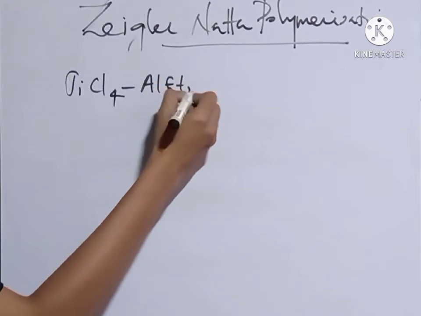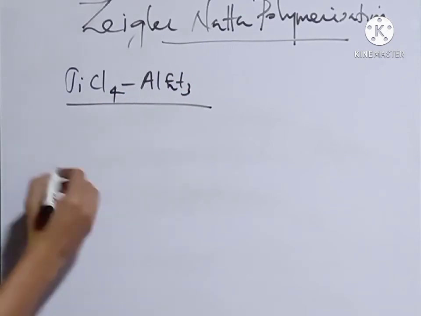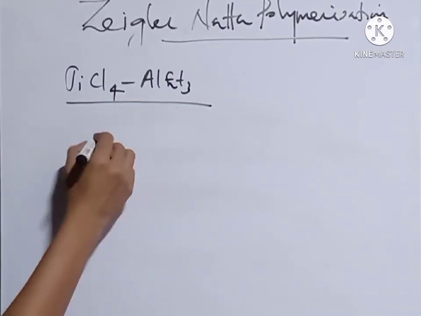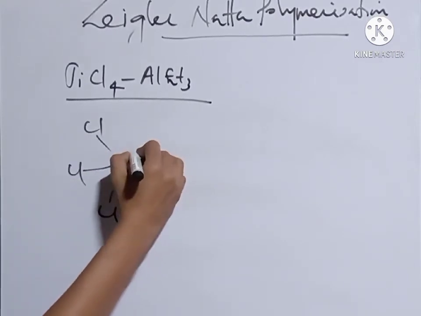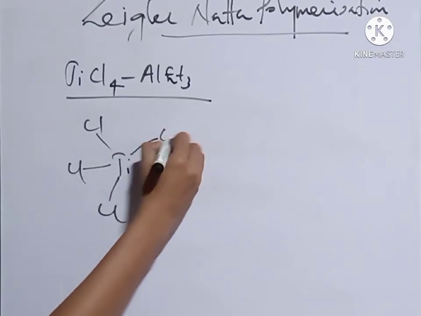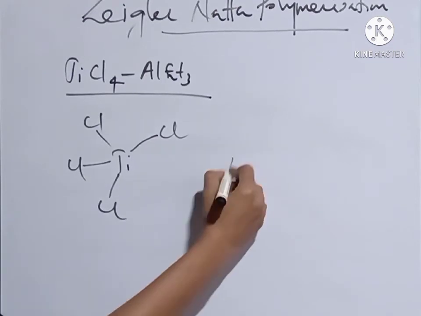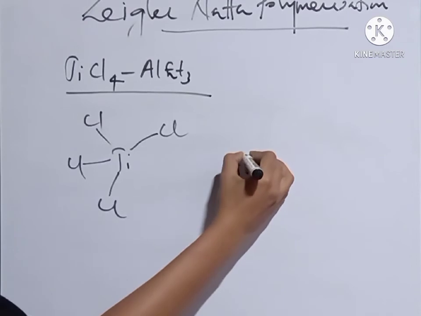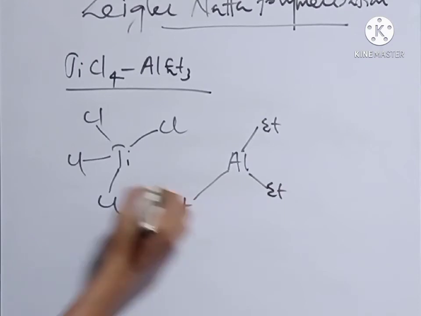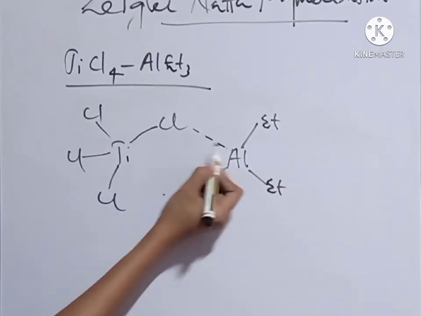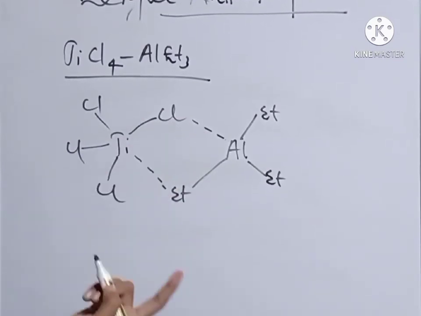for example, TiCl4 AlEt thrice, the structure will be like this: titanium containing 4 chlorine and 1 chlorine, and Cl, and the next aluminium unit containing 3 ethyl groups, and the partial bond exists between these groups, titanium and ethyl group, and the same way aluminium and chlorine group.